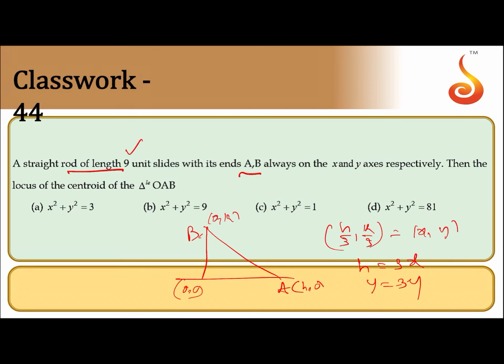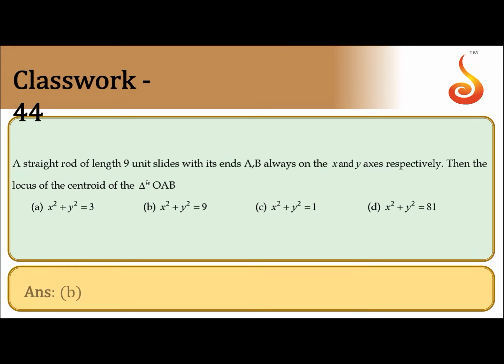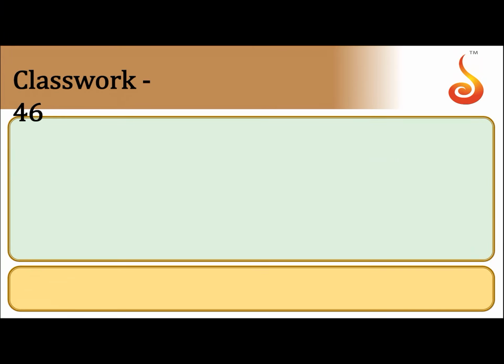And therefore, AB length is equal to 9, and therefore root of h square plus k square is equal to 9, so h square plus k square is equal to 81. So therefore, 9x square plus 9y square is equal to 81. That means x square plus y square is equal to 9 would be the required answer. So the answer is x square plus y square equals 9.